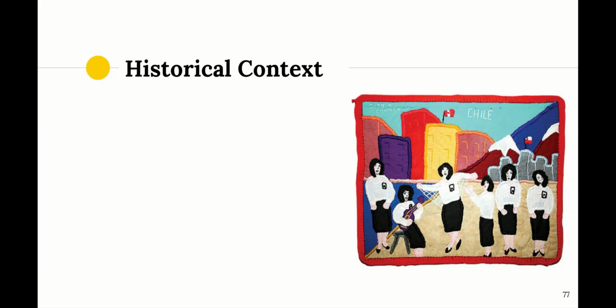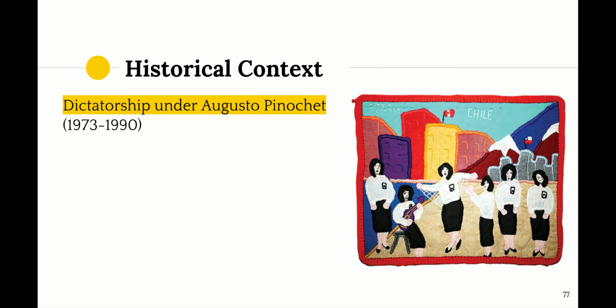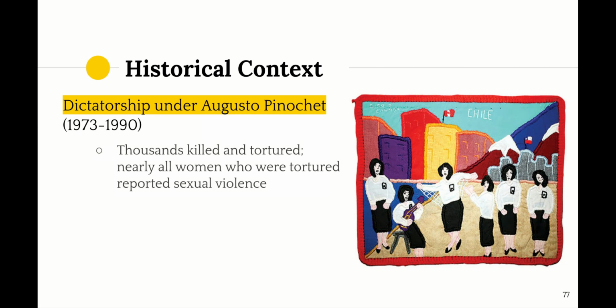So let's go back in time a little bit. First, we want to look at the dictatorship under Augusto Pinochet. He was the dictator in Chile from 1973 to 1990. Thousands of people were killed and tortured under his regime. 40,000 people were believed to be victims of the dictatorship, 3,000 were killed, and 3,400 women reported sexual torture, and 300 were raped. To this day, the Chilean government is still very slow to criminalize, to punish sexual violence.